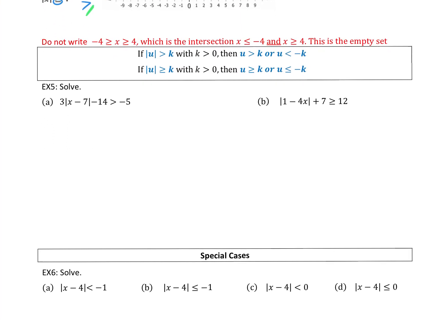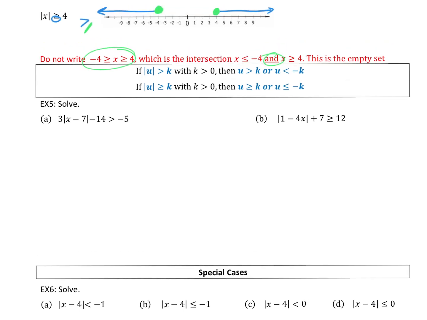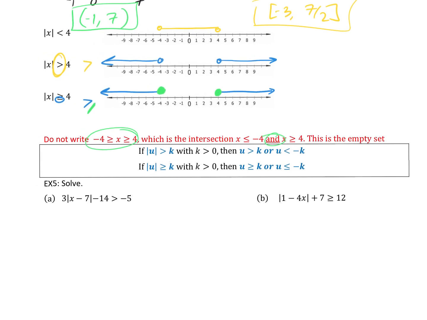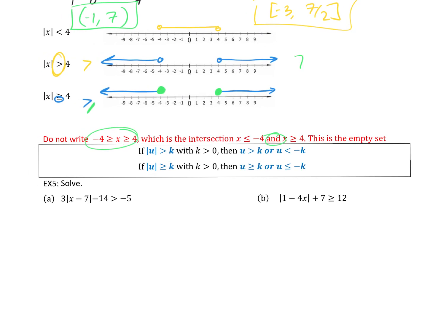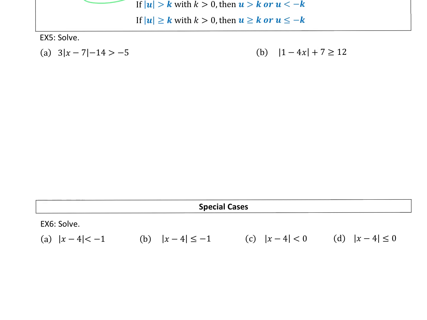Alright, so we're not going to write the AND statement, which is the intersection for AND. That would be the empty set. So for these answers here, when we have x is greater than, these are going to be OR statements, not AND. So we were working on AND statements, now we're moving on to something called OR statements. So let's take a look at example 5. We're going to go ahead and solve.